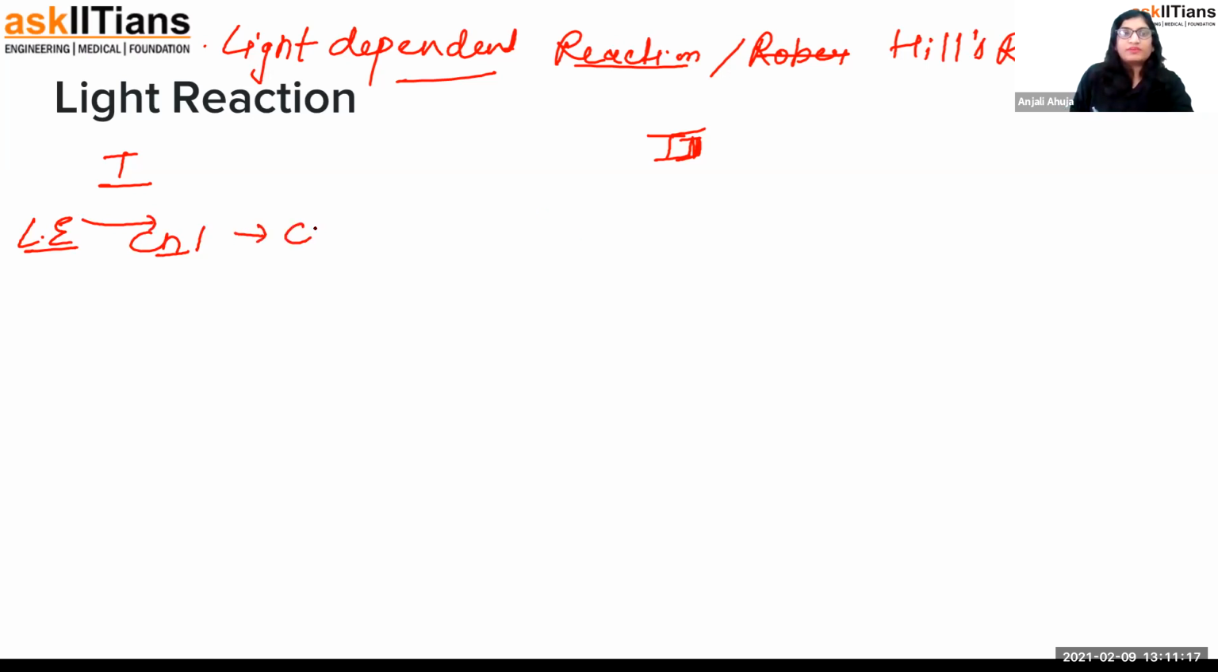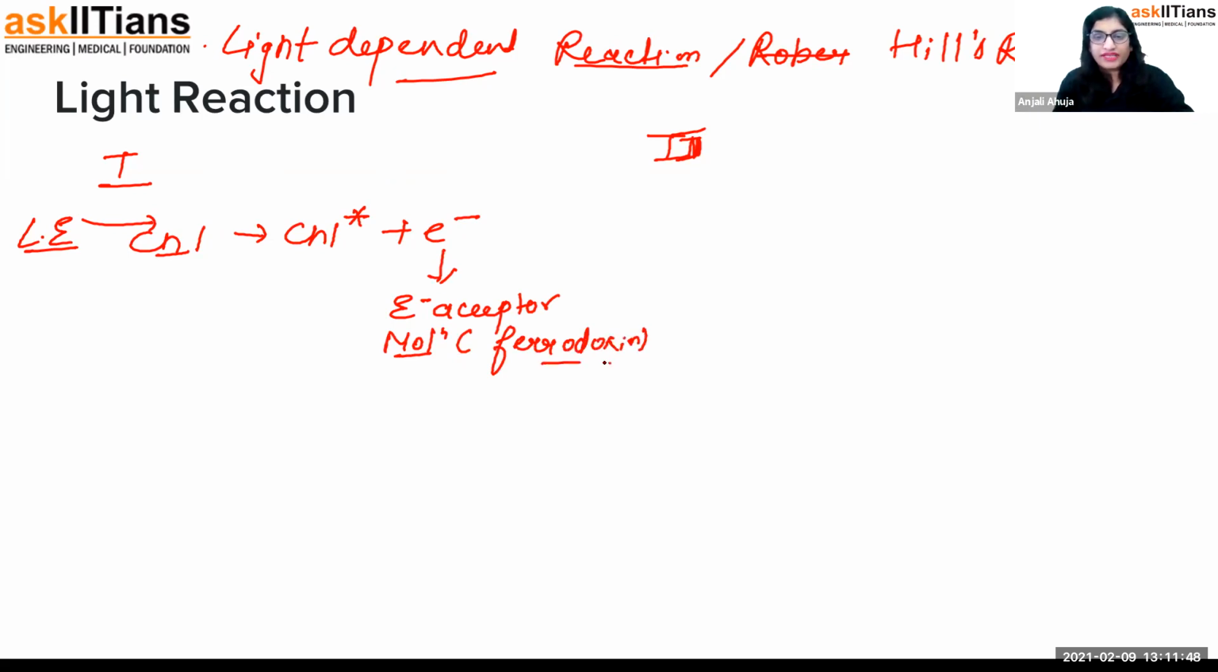So then what will happen? This chlorophyll is going to be excited and one electron is going to jump out. This electron is the one which is going to further have the story. Now this electron is taken up by some electron acceptor molecule. To be very specific, that molecule name is ferredoxin. This is going to take the electron.